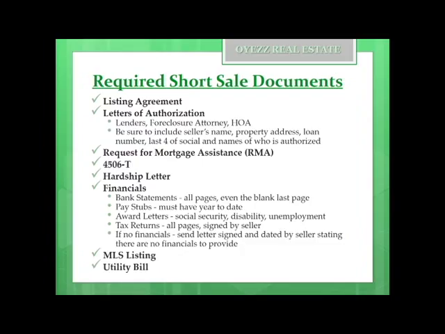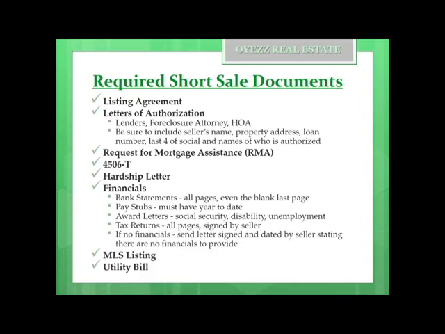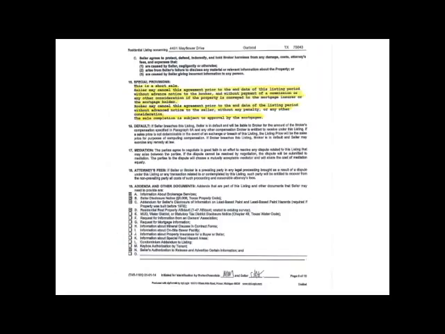You also need the MLS listing. Your agent can provide that for you. And then you're going to need a utility bill. The utility bill confirms that they are living in the property. This helps with getting the seller the relocation money. So these are the forms kind of in a nutshell. Let's dig into it and see what exactly the forms look like. So the first one was the listing agreement. The one that I have here for Texas is 9 pages.